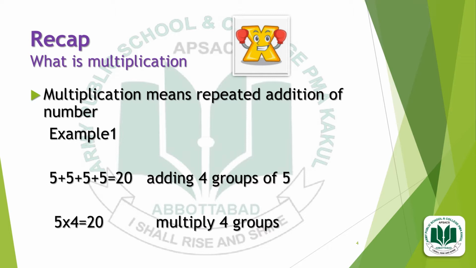We will use the multiplication. 4 groups of 5 means 4 multiplied by 5. 4 5s are 20.